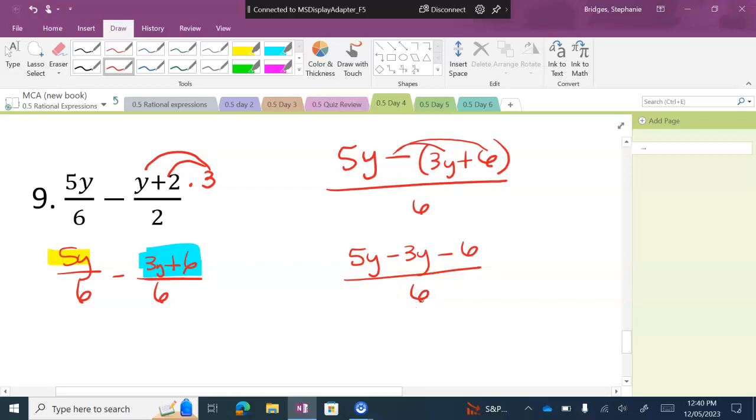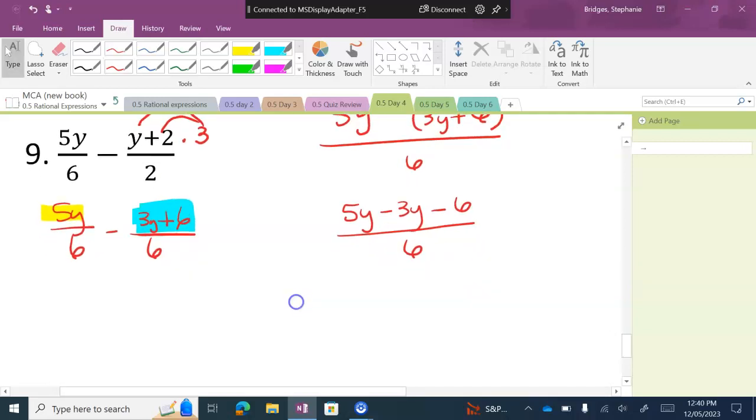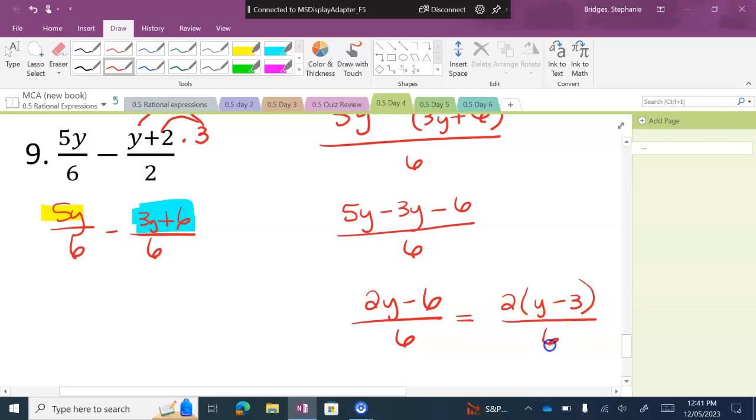Are there any terms that I can combine? Yeah, which is going to give me how much? So far, so good? Yeah. All right, now the same question I've been asking all along, and we haven't been able to do that yet. Do 2y and 6 have anything in common? What can I pull out? A 2. So if I do that, that leaves me with y minus 3, correct?